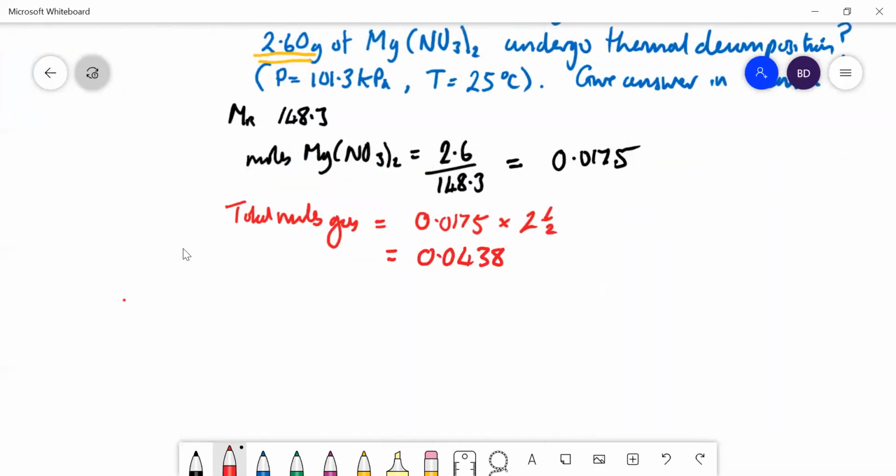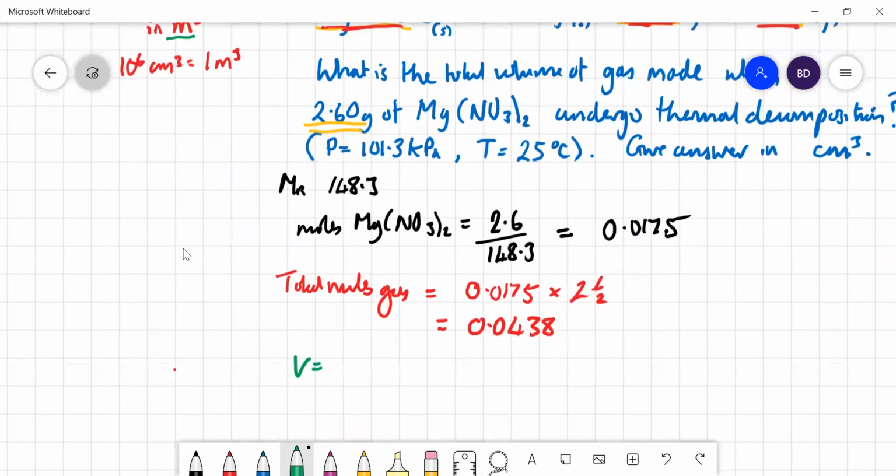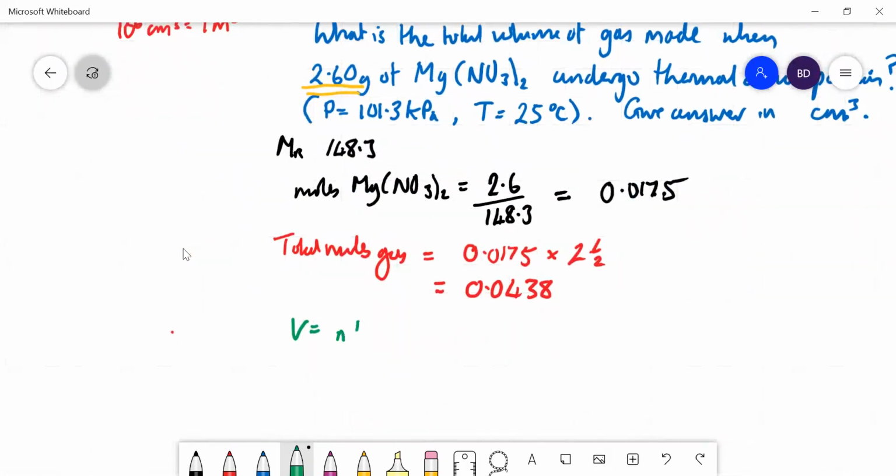Now we need to use our ideal gas equation. We know everything except V, so we rearrange. So V is equal to nRT over P, we just divide by P. So that's going to be 0.0438. The ideal gas constant, I should have given it up here, is 8.31.